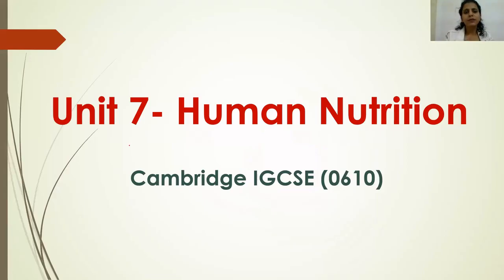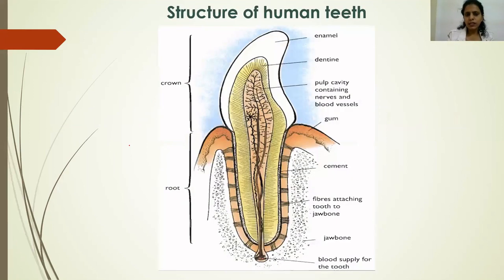Hello everyone. In this video, we are going to discuss the structure of the human tooth. As you can see in this picture, this is the longitudinal section of the human tooth. And this part is known as the gum. The gum is clearly visible inside the mouth of every person.